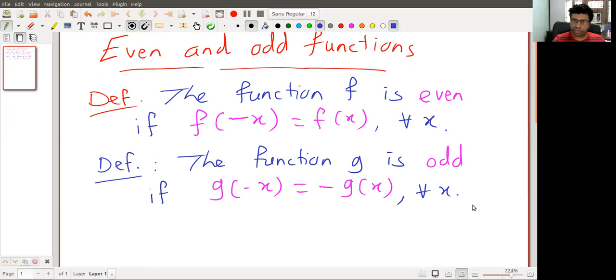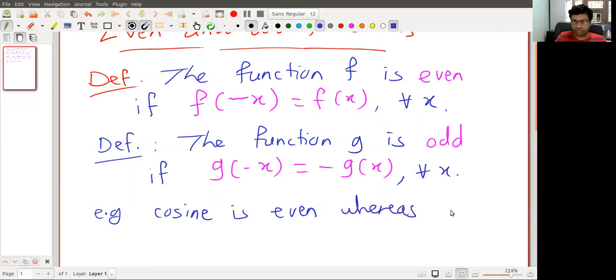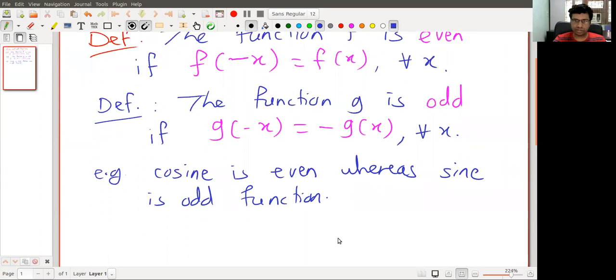Now, familiar examples are cosine and sine. Cosine is even, whereas sine is odd function. We know that cos of minus theta is cos theta, sine of minus theta is minus sine theta.